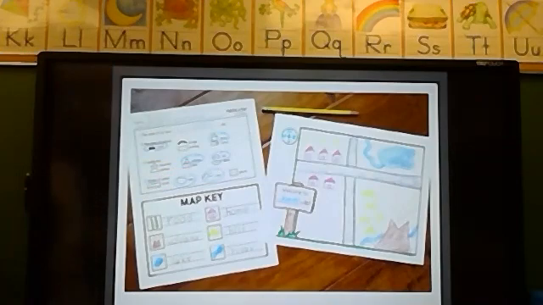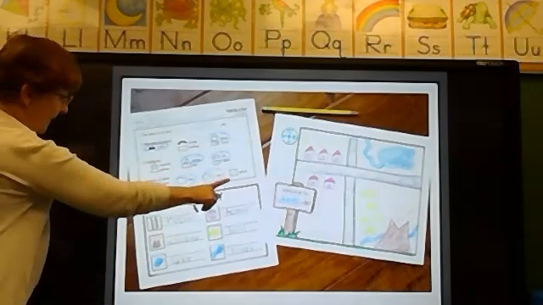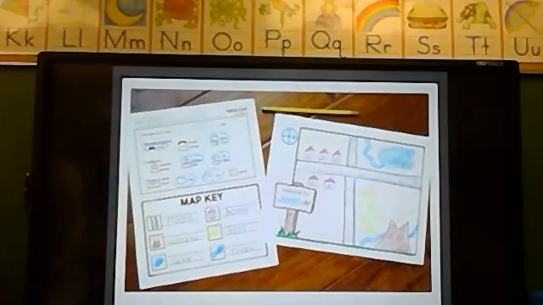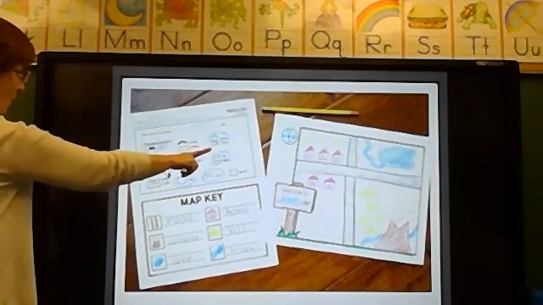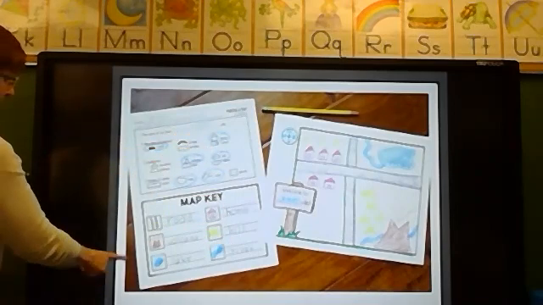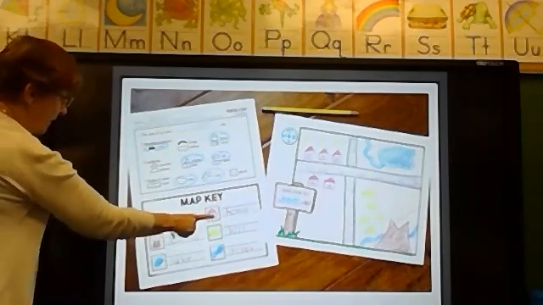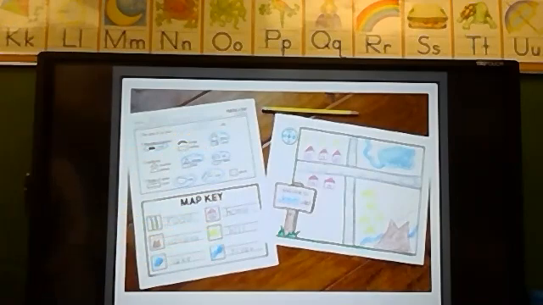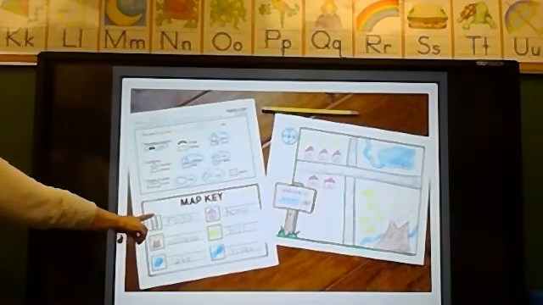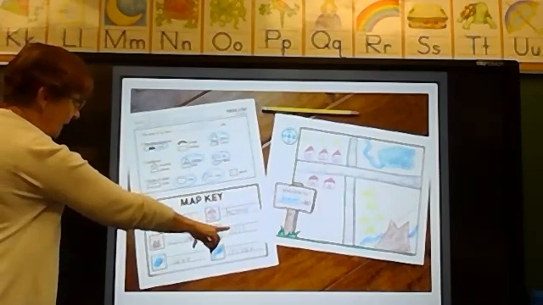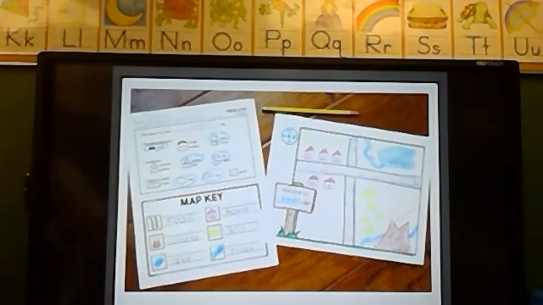Now we get to the bottom, and you will see that this child has taken what he has chosen for his map, and he has drawn and colored symbols for each of those things. He's also then neatly labeled each of those symbols. So that's part 1.